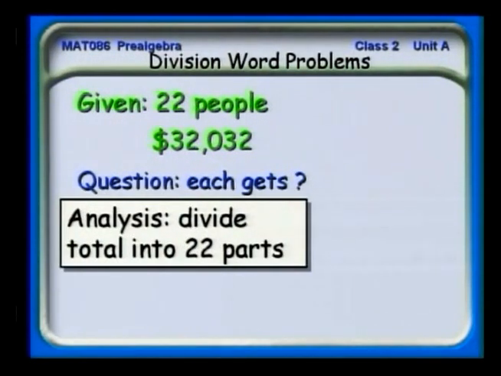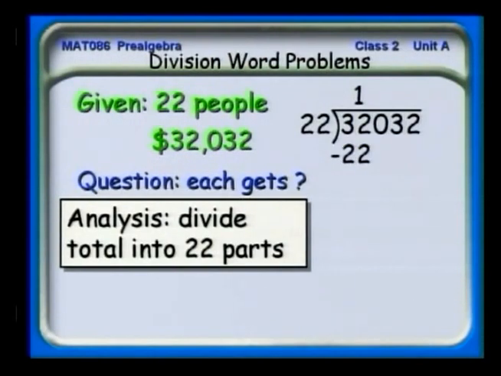If we analyze it, we want to divide the total into 22 equal parts. So here we go. We're going to do a long division. So when we work on this, how many times does 22 go into 32? 1 time. So we subtract 22 and get 100. Then we ask how many times does 22 go into 100? We get 4, subtract 88. 22 times 4 is 88.